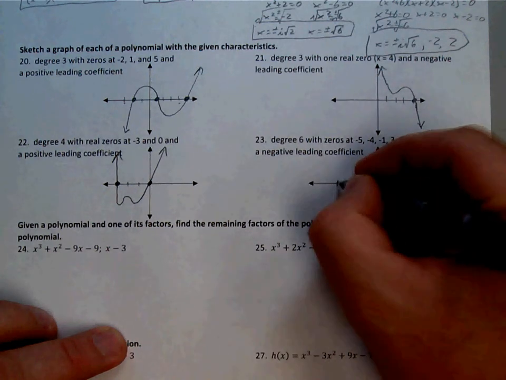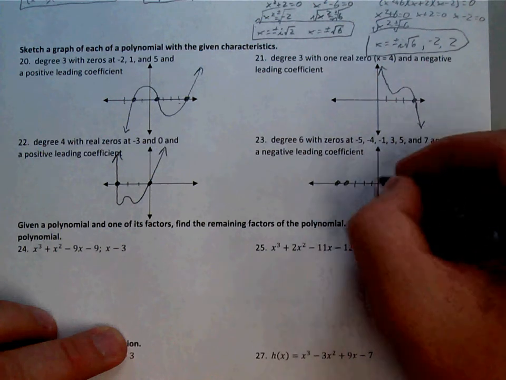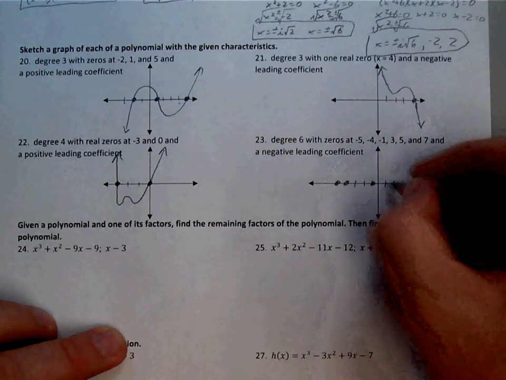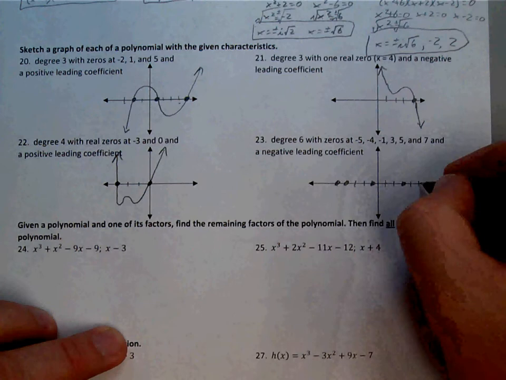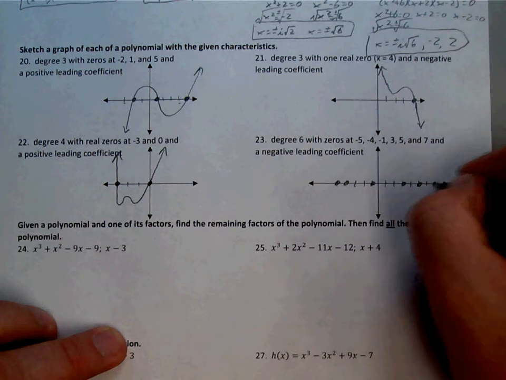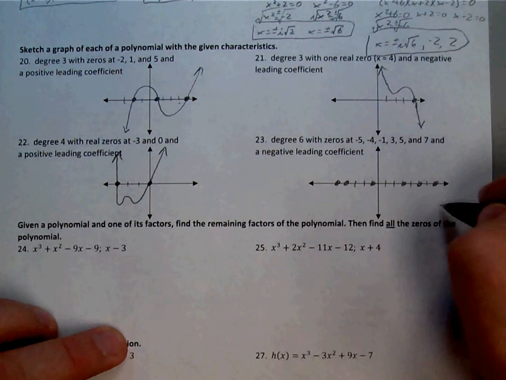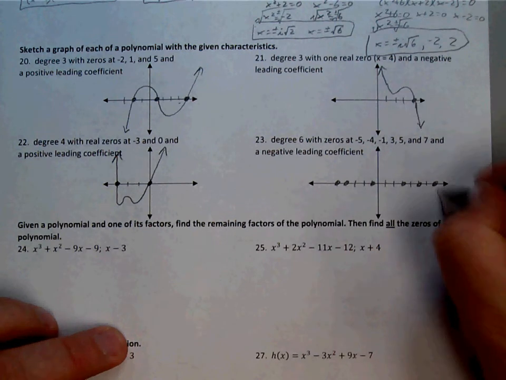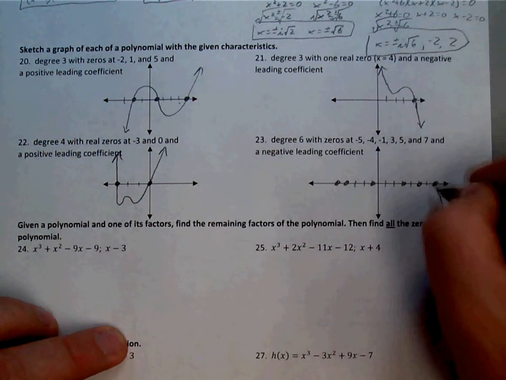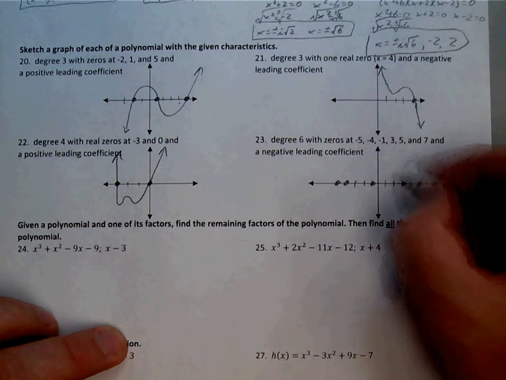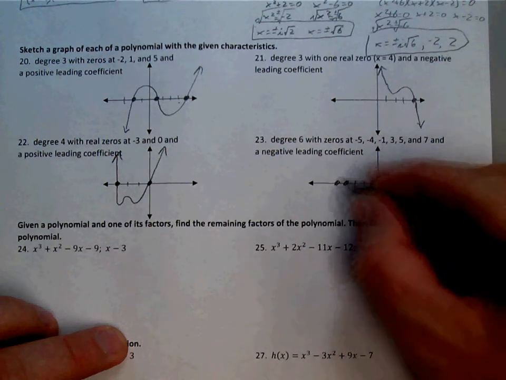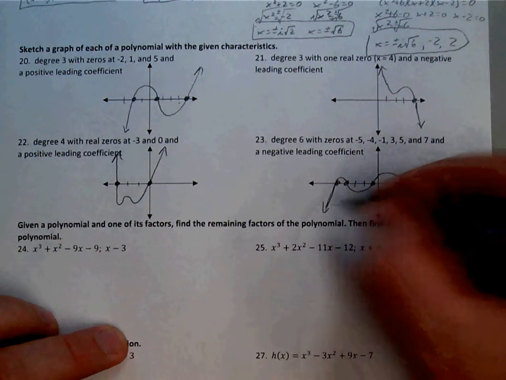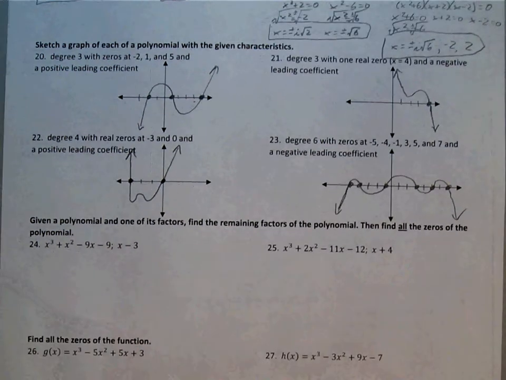So the zeros are negative 5, negative 4, negative 1, positive 3, positive 5, positive 7. It has to hit all those points. Negative lead coefficient, so the right side's going down. And it's a degree of 6, so they both point the same direction. Oh, and it has us going down, so we don't have to do any sort of changes at that point.